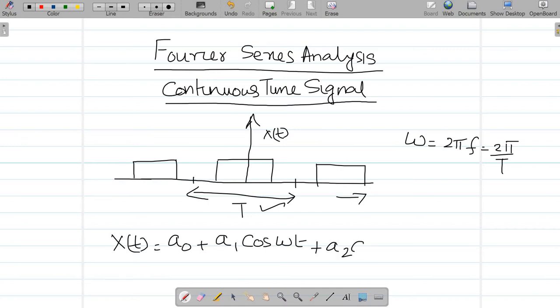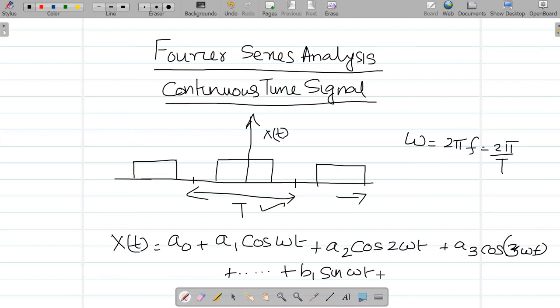The third term is a cosine term which could have a frequency which is twice the fundamental frequency. The fundamental frequency is omega, so the third term will have a frequency of 2 omega t. Then we have the fourth term which is 3 omega t, so on and so forth, plus b1 sine omega t, b2 sine 2 omega t, so on and so forth.